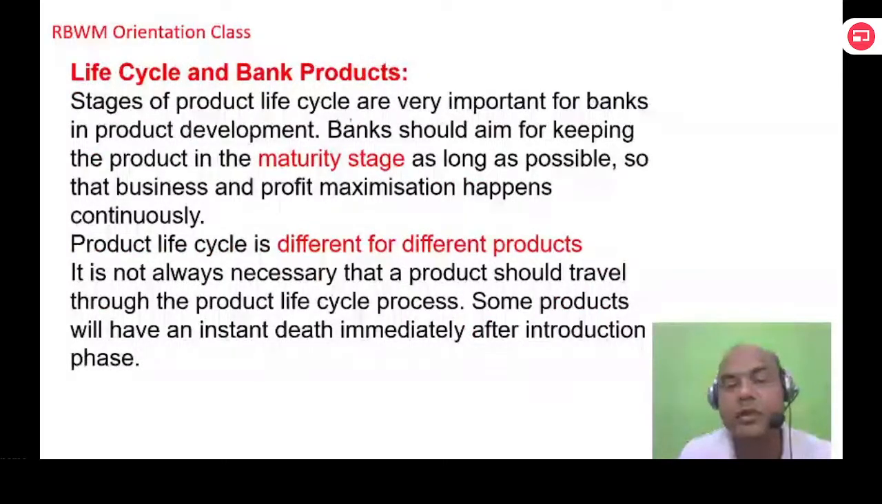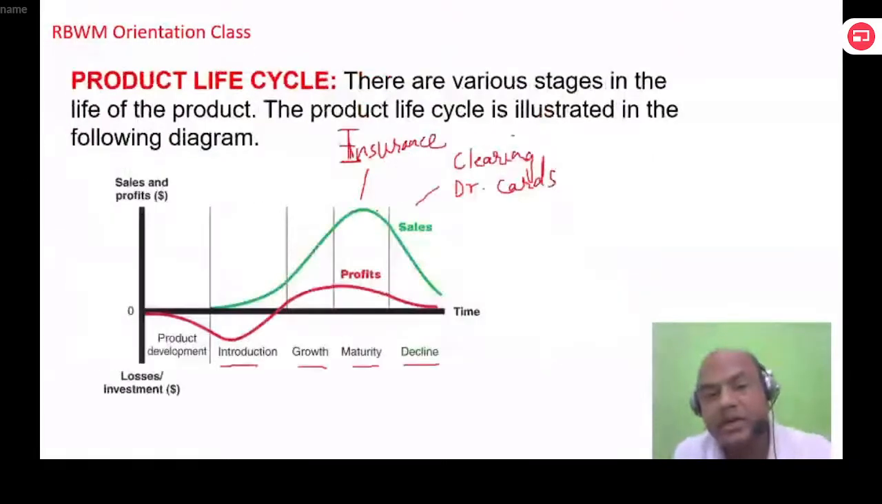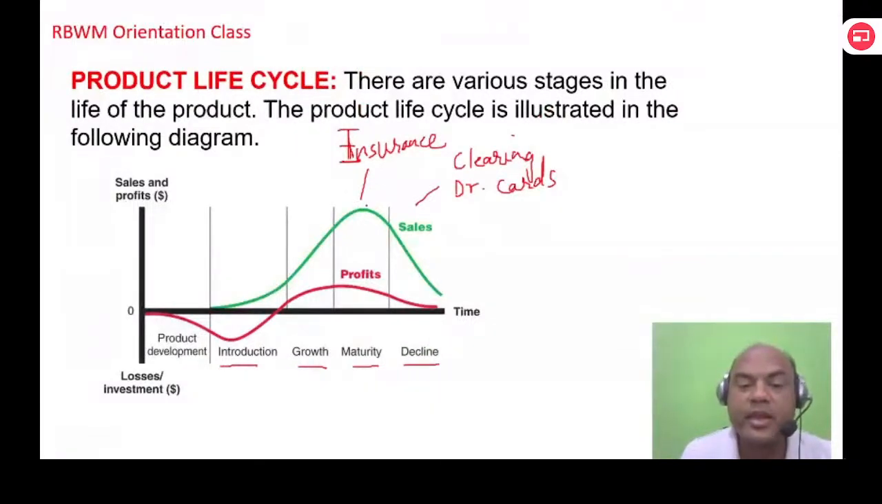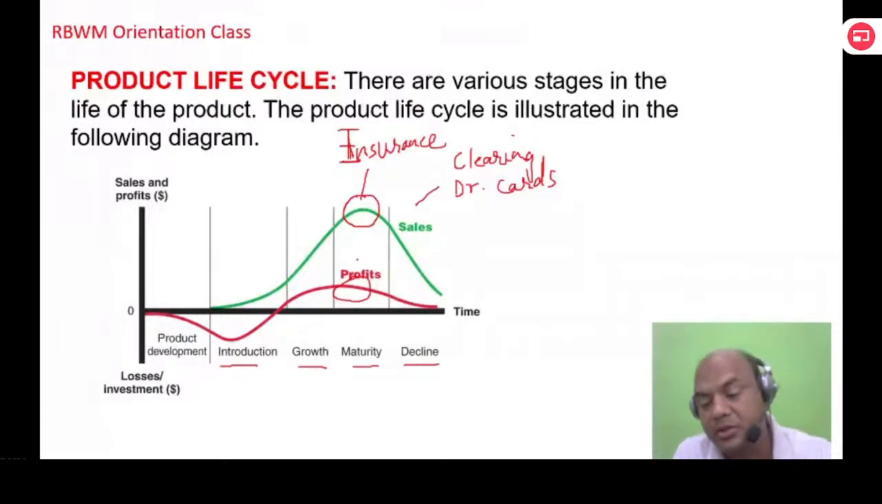So the stages of the product life cycle are very important for the banks. Banks should aim for keeping the products at the maturity stage, and this is an important exam question. I'm just giving you an example over here. Why maturity stage? Look at this maturity stage. At the maturity stage, the sale is at the highest and the profit is also at the highest. So everyone wants maximum profit, and every bank will try to keep the products at the maturity stage.